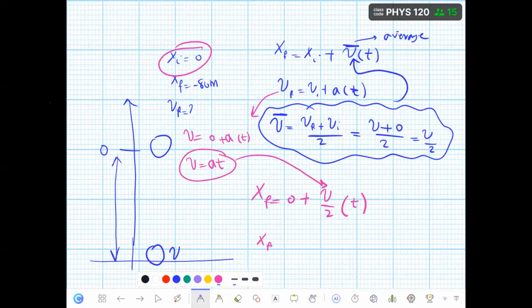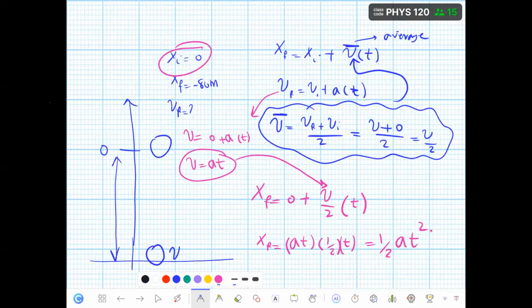So X final is going to be V over 2, acceleration is, sorry, instead of V, I just plug in AT, yes, times t, is going to be 1 over 2 a t squared. The distance traveled, yes, the displacement is going to be 1 over 2 a t squared. This is the formula that you need to memorize. I just showed you how I derived it, yes, but you need to memorize it.